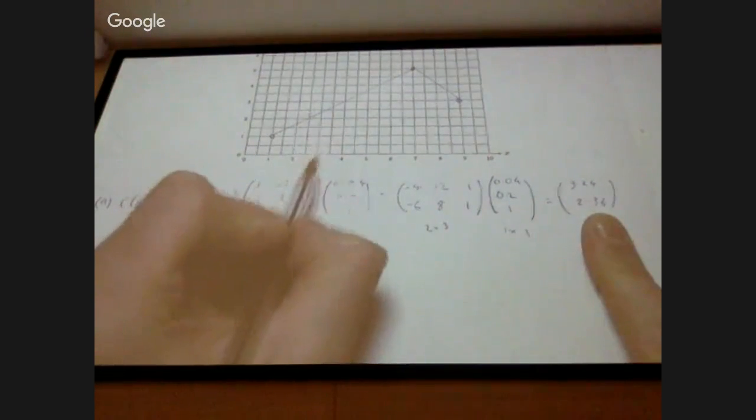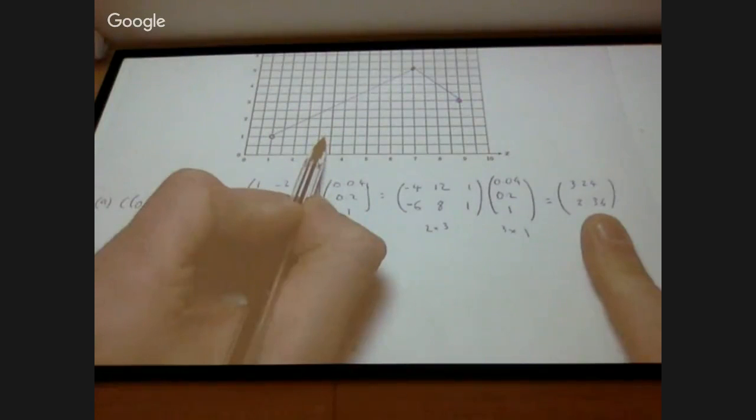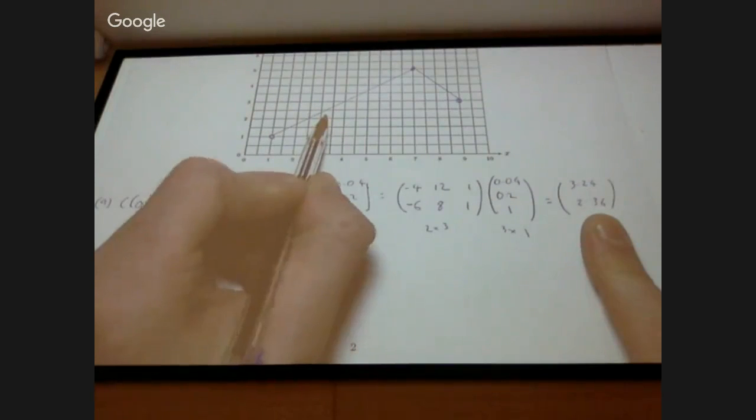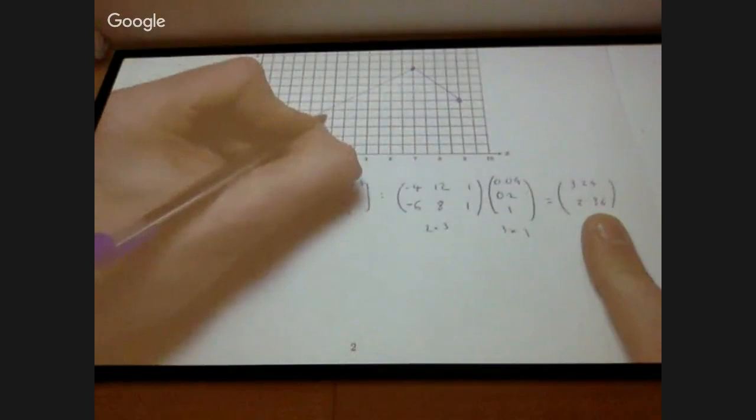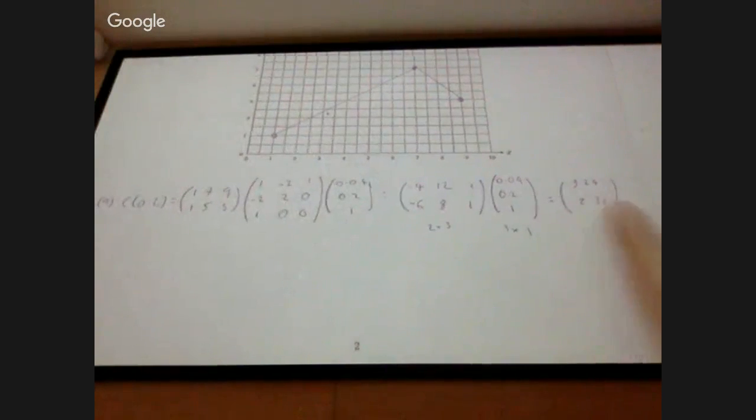So 3.24 is around about there. 2.36 is about that. It's about there. Okay, so that's for t equals 0.2.